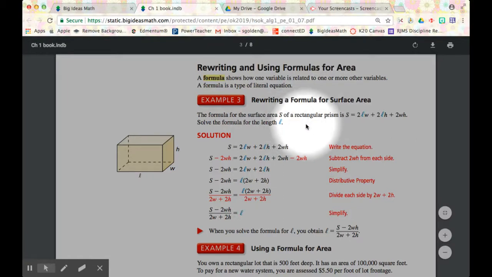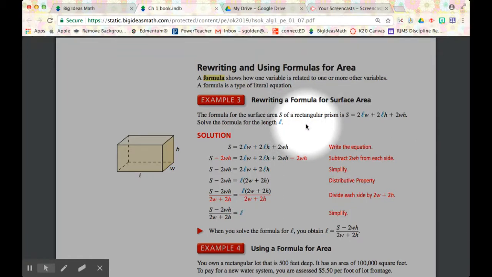Example 3 says rewrite a formula for surface area. So the formula for the surface area of a rectangular prism, so big capital S means surface area, okay? This is a given formula. Normally you'll be given this. So S equals 2LW plus 2LH plus 2WH. I know it seems like a lot, but that just means 2 times the length times the width plus 2 times the length times the height plus 2 times the width times the height, because it's a three-dimensional figure.